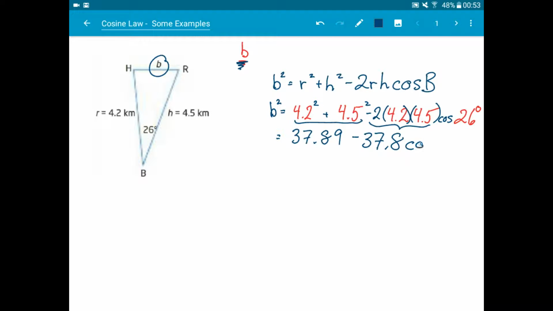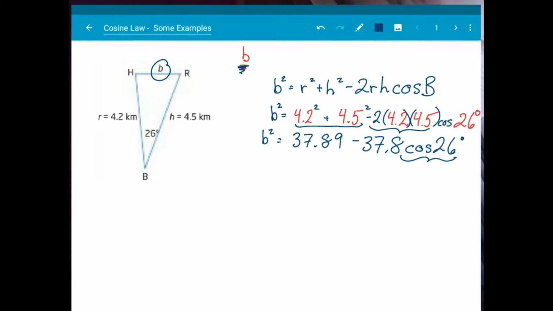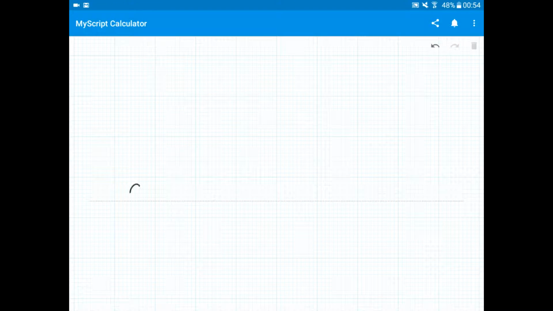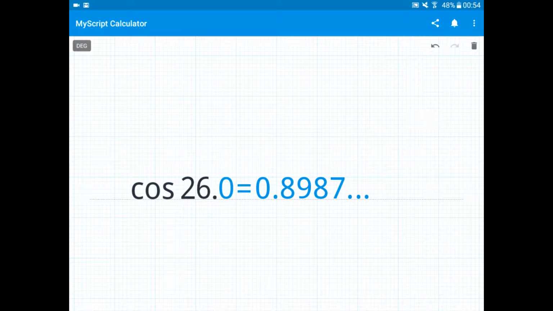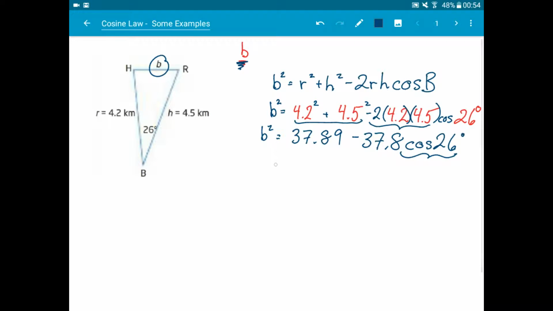Now you'll notice that in the sine law video, I did this a lot quicker. I tried to put in big pieces into the equation. This time I'm being careful because cosine law is just more prone to mistakes. So I'm going to do cosine 26 separately as well. Cosine 26 degrees is equal to 0.8987. So 37.89 minus 37.8 times 0.8987.